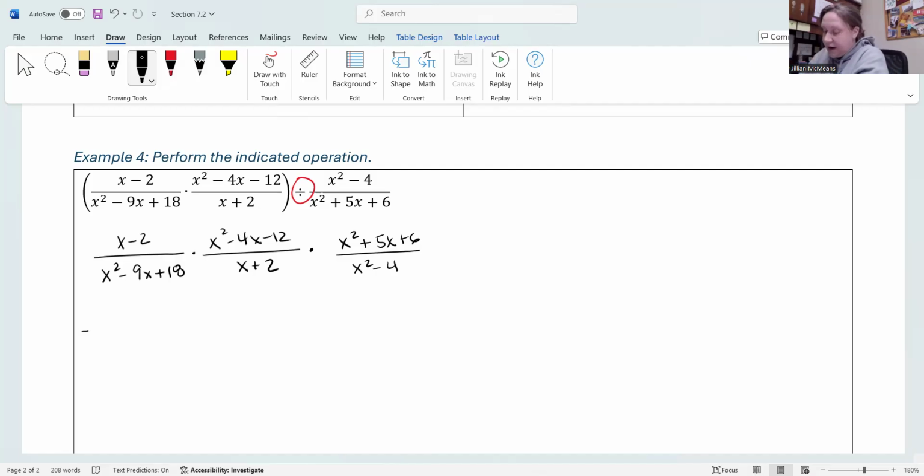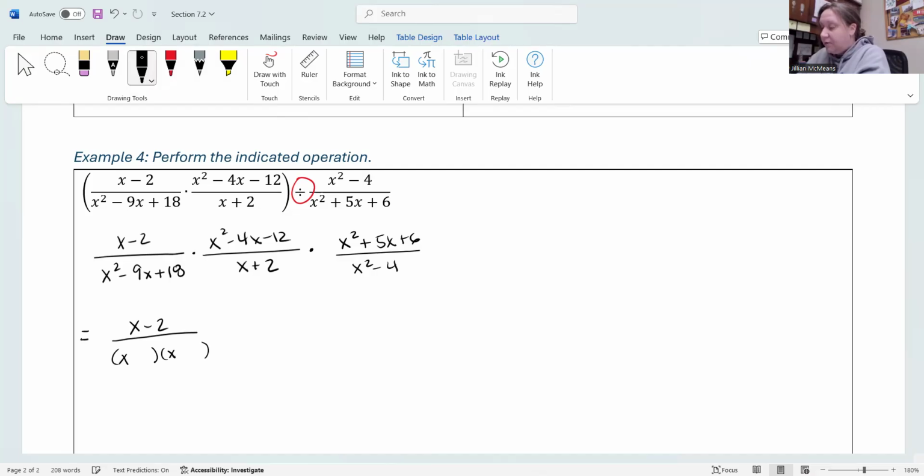So I'm going to start rewriting and factoring. My first numerator is fine. x minus 2 is as good as it's going to get. Now, my first denominator is x squared minus 9x plus 18. So I have a quadratic trinomial where a is 1, which is like the shortcut factoring. So I can jump straight to 2 binomials, start each with an x.